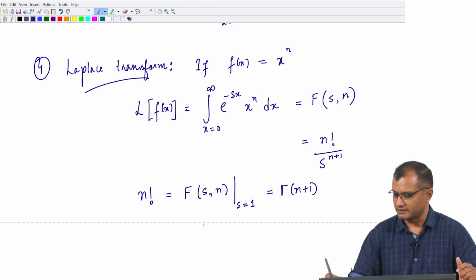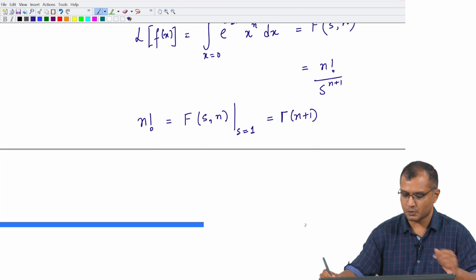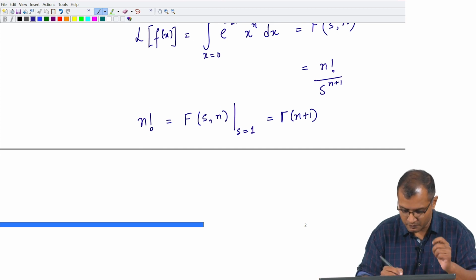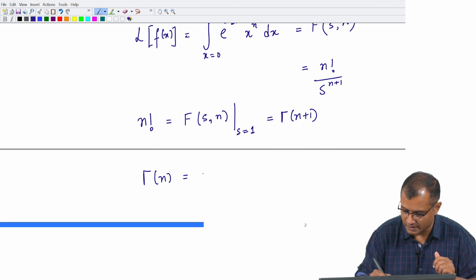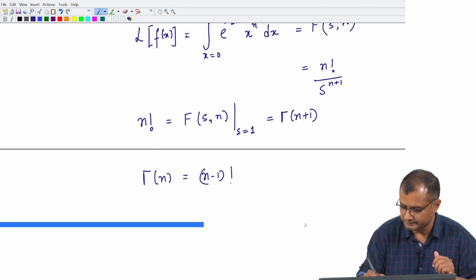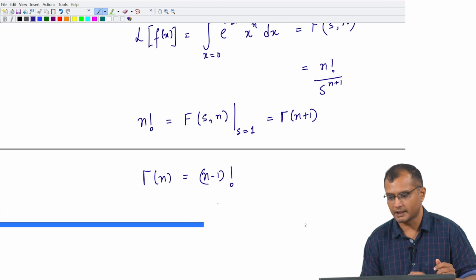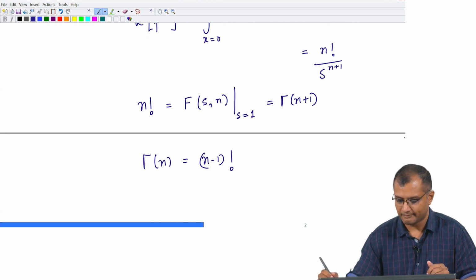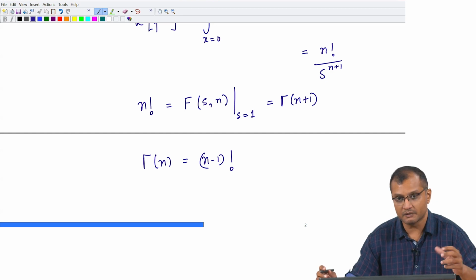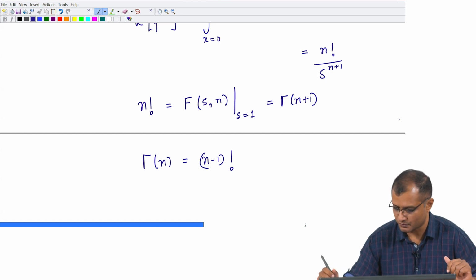So, that is a definition. Gamma n plus 1 is called n factorial, which means if I want gamma n, this would be just n minus 1 factorial. Or you can use whichever definition you want to choose.